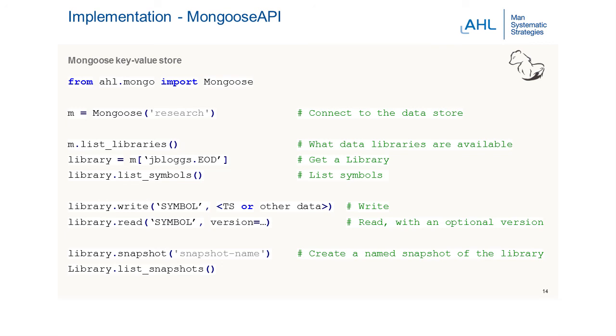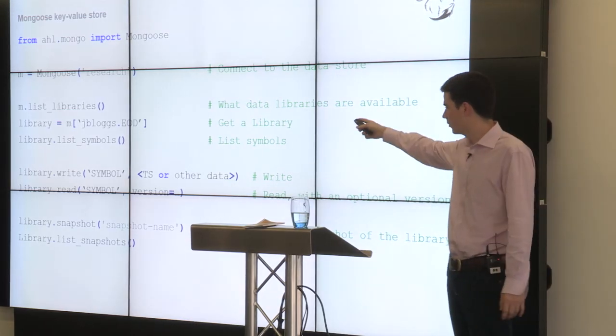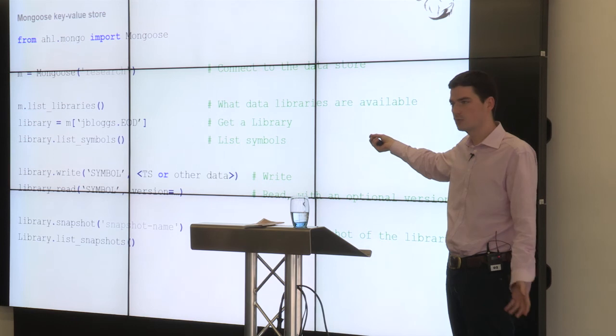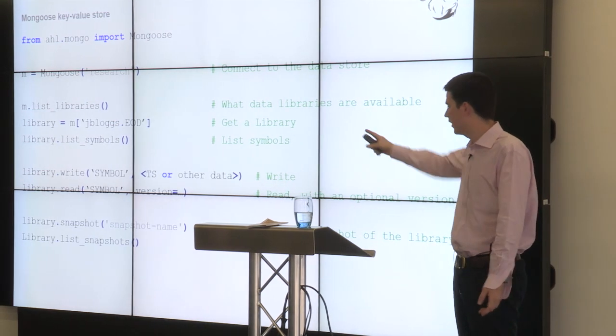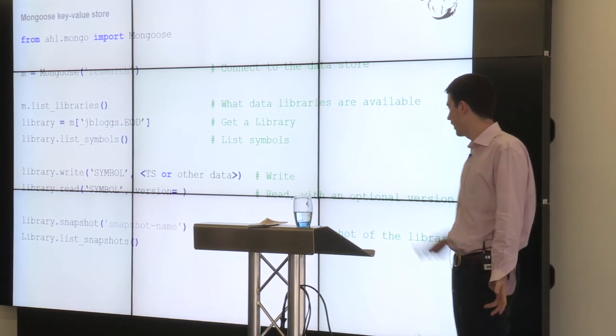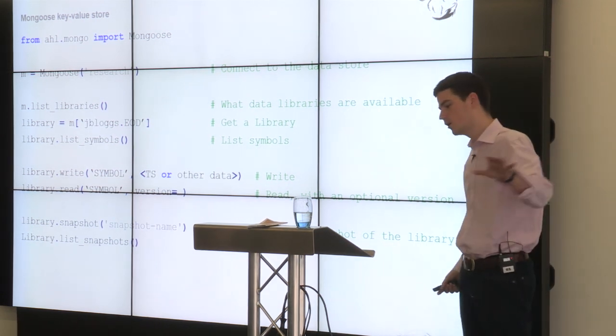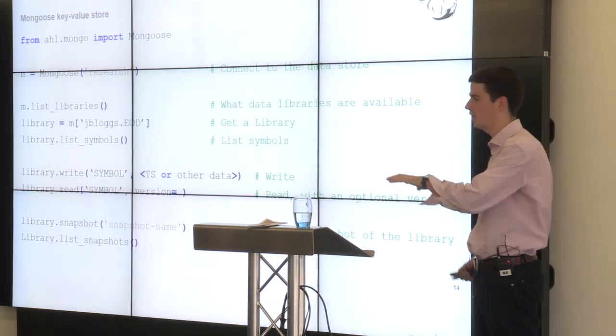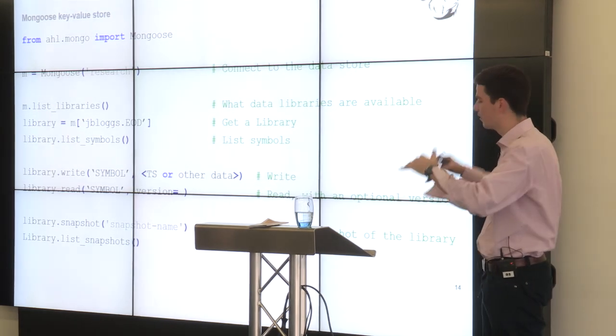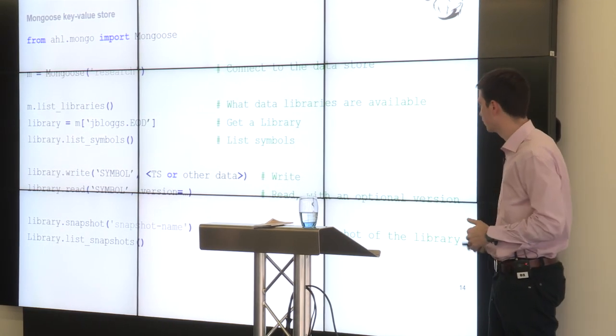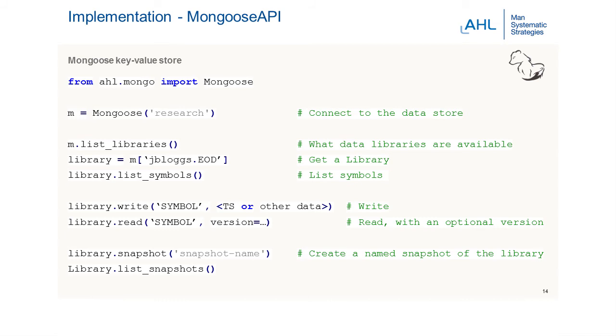This is what the API looks like for real. Like all good Mongo programs, we call it Mongoose. Construct a Mongoose on a particular instance of the store. You can list what libraries are available. You slice out the libraries, list what symbols are in it. Then it's just a key value store. You can write and read that. You can snapshot it, which is taking a point-in-time snapshot like ZFS or LVM, something like that, across the current version of the latest symbols. And you can list snapshots. Notice the read, you can give it a version number, and that will give you back a version.